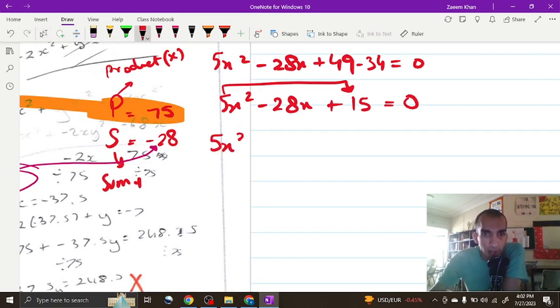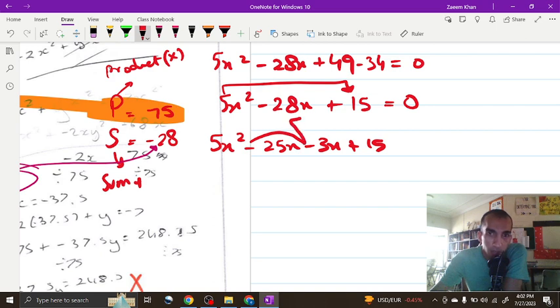What if I write 5x squared minus 25x minus 3x plus 15? Now negative 25 and negative 3 give you negative 28 and negative 25 into negative 3 give you a positive 75. Okay then. Can you help me solve this?